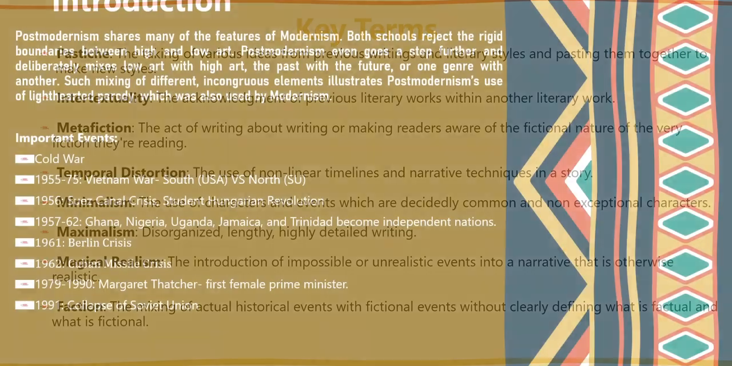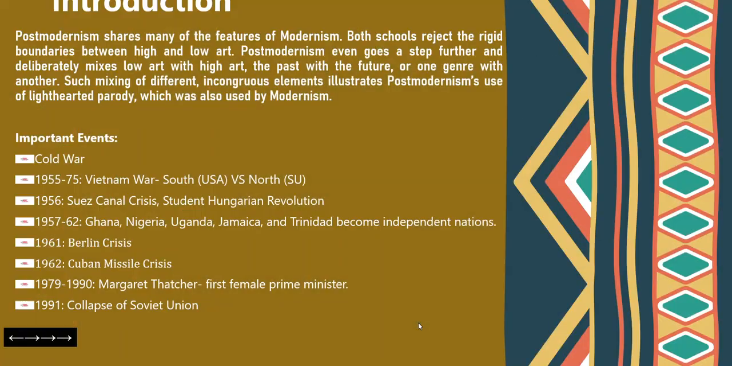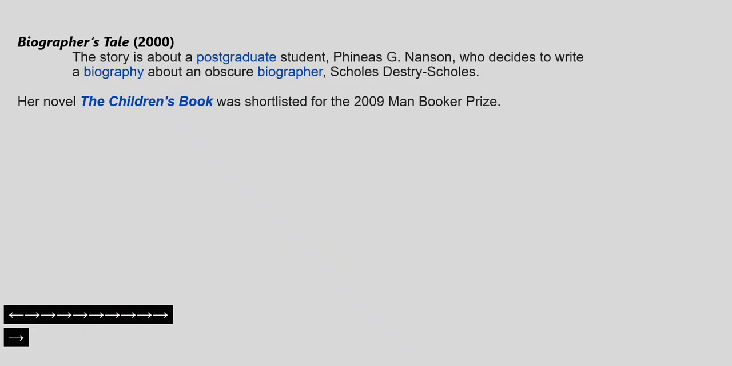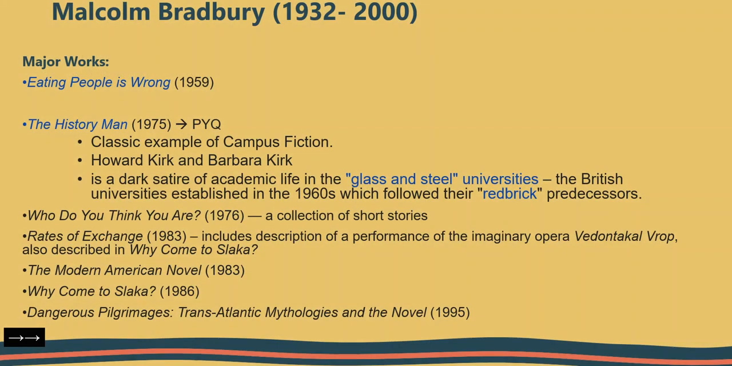Eating People Is Wrong was published in 1959. Then The History Man, published in 1975. A previous year question has been asked. They have asked which of the following two works are campus fiction, or come under campus fiction. One was The History Man. So do remember, The History Man is a classic example of campus fiction.